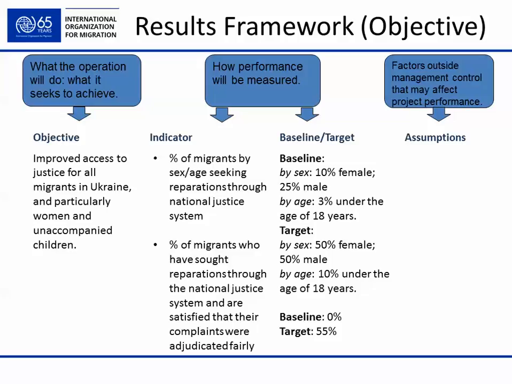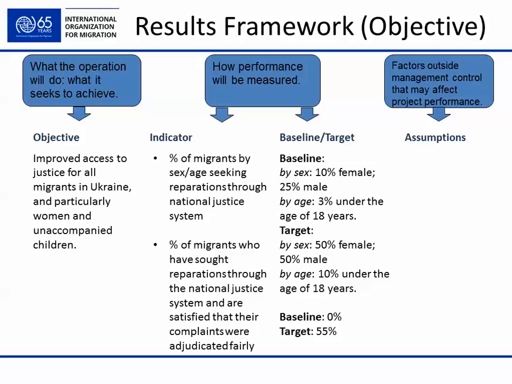It's a very important thing in project reporting in M&E, meaning that all your data has to be disaggregated by gender, by vulnerability, by age. Another example indicator states the percentage of migrants who have sought reparations through the national justice system and are satisfied that their complaints were adjudicated fairly.